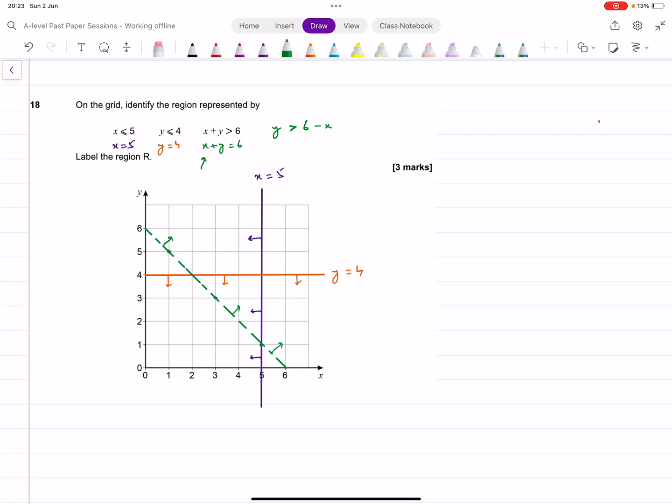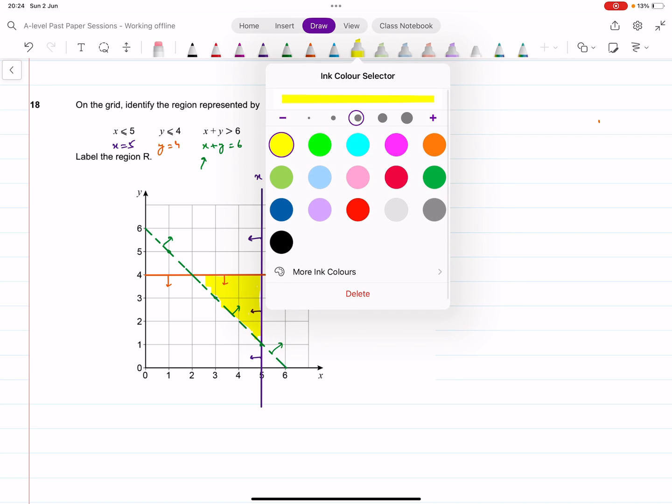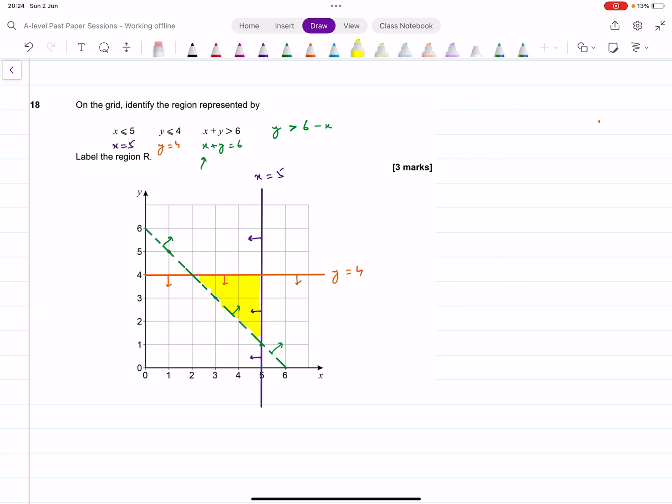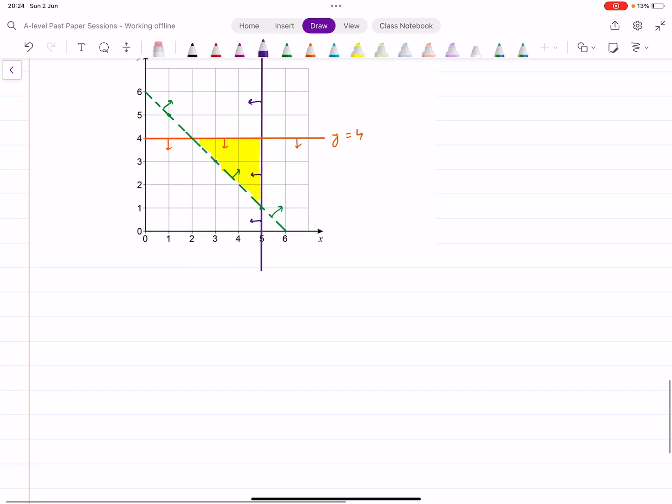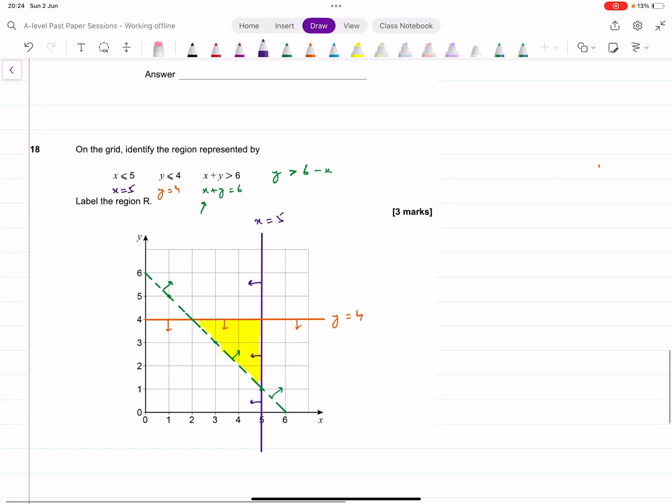Which region satisfies all of these conditions? It's this triangle in the middle. And that is what you're going to shade here. This is your final result. All right, let's move on. That was question number 18 from this paper. Yeah, that's it. That completes this paper as well.